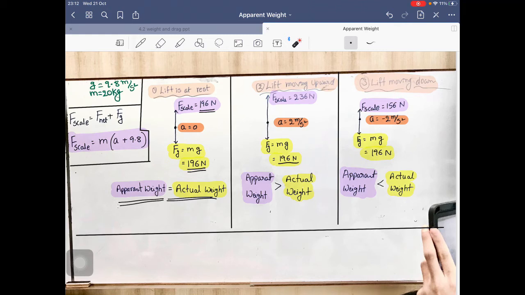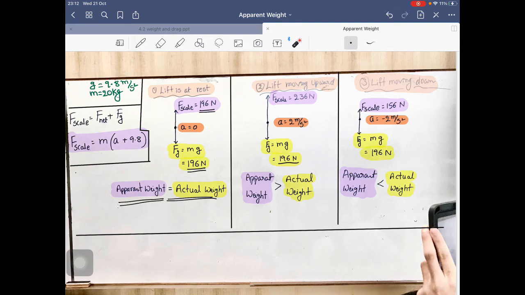If you take a weighing scale into the lift and stand on it while it is accelerating upward, you are going to see a much bigger reading than when it is at rest. Here we have a value of 2 meters per second squared. You can put the a value here, and mass 20 kilograms, and g value 9.8. You will get a scale reading of 236, which is bigger than 196. That means your apparent weight is greater than the actual weight.